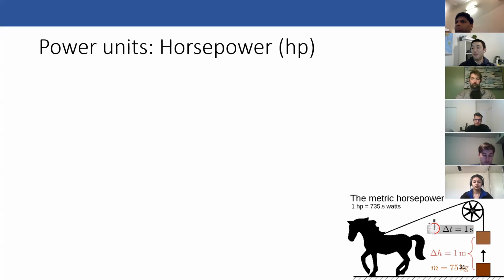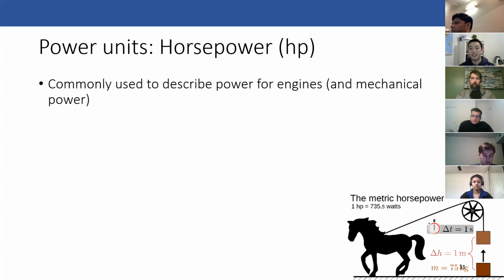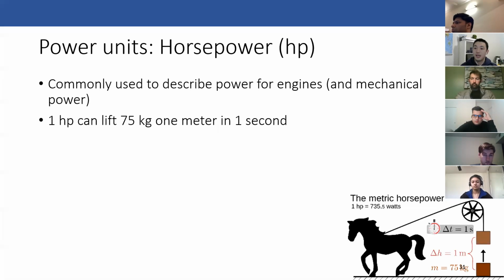The other unit of power is horsepower. So this is most commonly used to describe power in engines and for mechanical power. 1 horsepower is the equivalent of lifting 75 kilograms 1 meter in 1 second. Okay, that's just the conventional definition of a horsepower in metric.